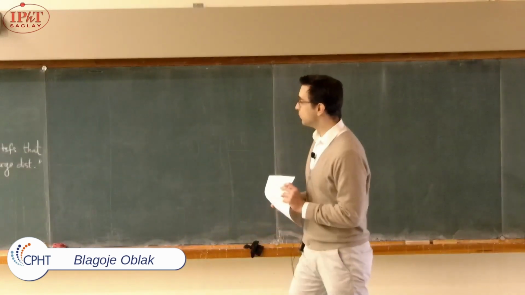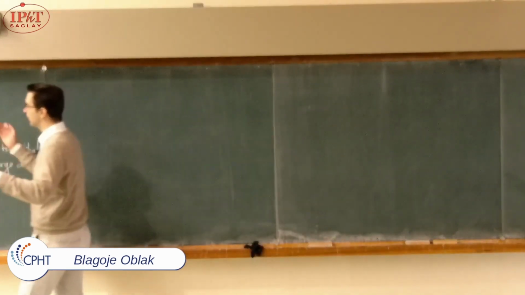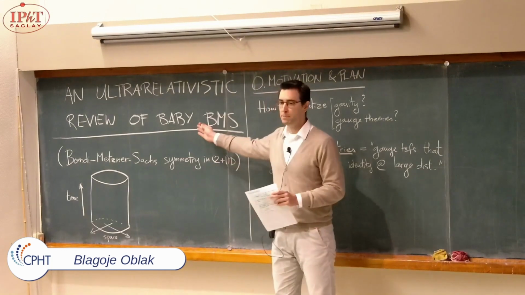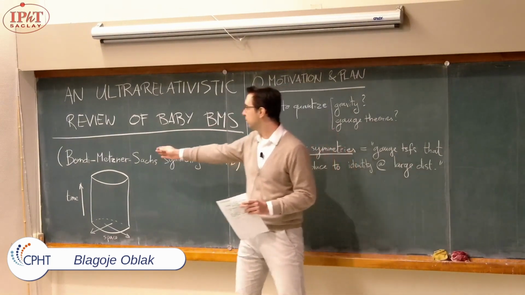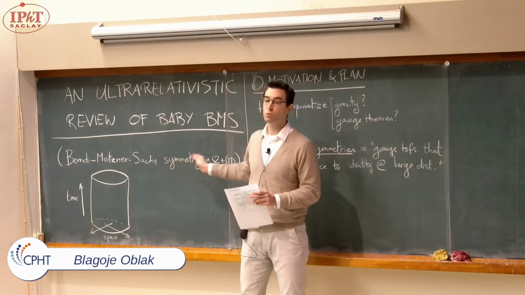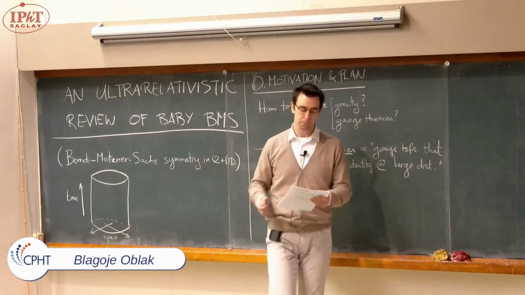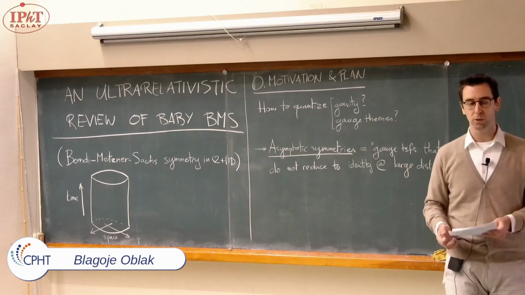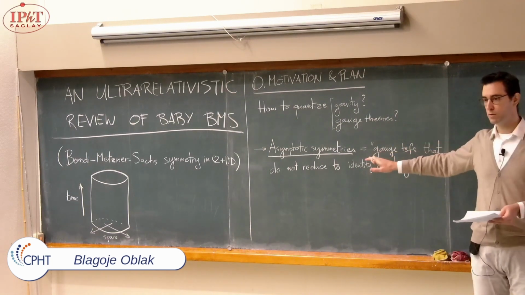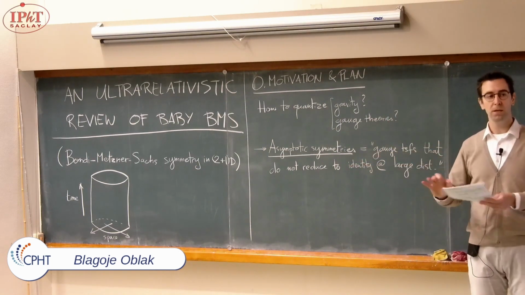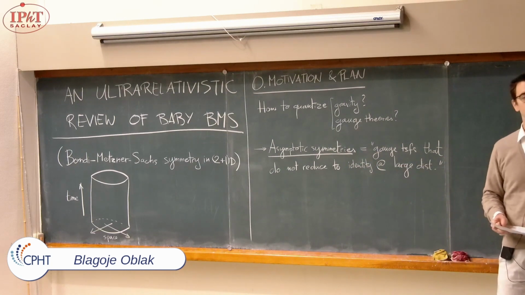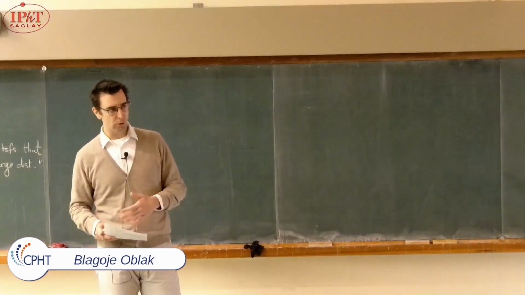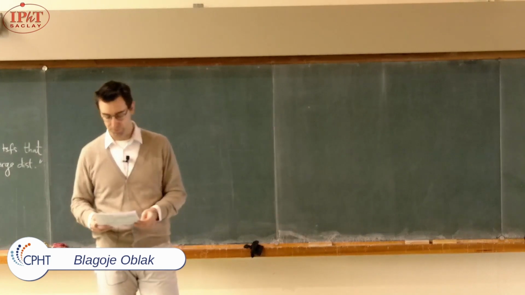And so, yes, as announced, this is going to be a mini class, I guess, on what I'm calling baby BMS, which really means Bondi-Meitner-Sachs symmetry in 2+1 space-time dimensions. Normally, BMS symmetry is defined in 3+1 dimensions, which is sort of the real world. This is gravity in 2+1 dimensions, which has no local degrees of freedom. So this is a baby version of the problem, but I'm going to argue that it already contains lots of interesting information about the problem.